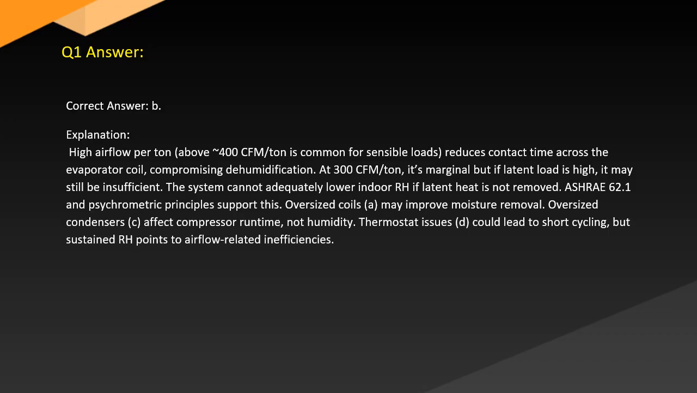Oversized coils, A, may improve moisture removal. Oversized condensers, C, affect compressor runtime, not humidity. Thermostat issues, D, could lead to short cycling, but sustained high RH points to airflow-related inefficiencies.